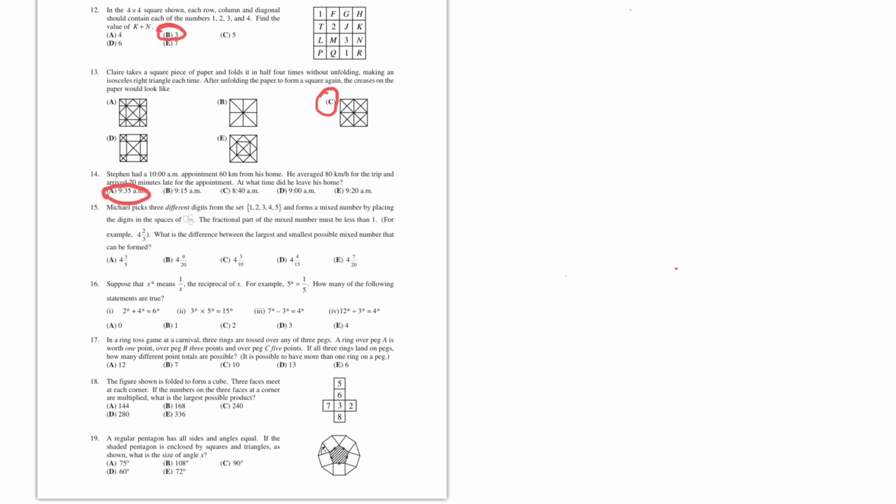Number 15. Michael picks 3 different digits from the set 1, 2, 3, 4, 5 and forms a mixed number by placing the digits in the space of 3 boxes. The fractional part of the mixed number must be less than 1. For example, 4 and 2/3. What is the difference between the largest and the smallest possible mixed number that can be formed?